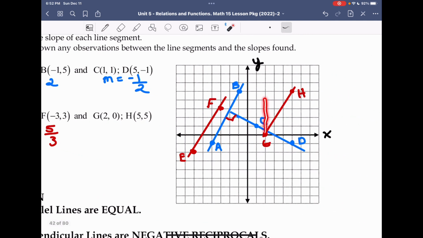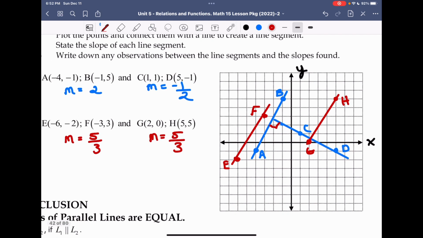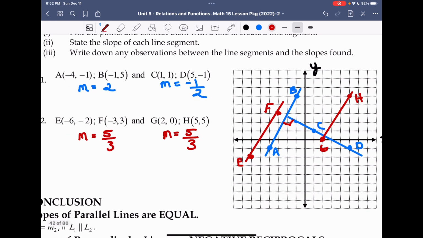With G to H, I'm going to do the same thing here. I have to go up by a certain amount of units, over by a certain amount of units. I realize I have to go up 5 units, over 3 units, meaning my slope is equal to 5/3. Okay, I go to here and I say slope is equal to 5/3. What do I notice? They're the same slopes, meaning these lines are actually parallel.